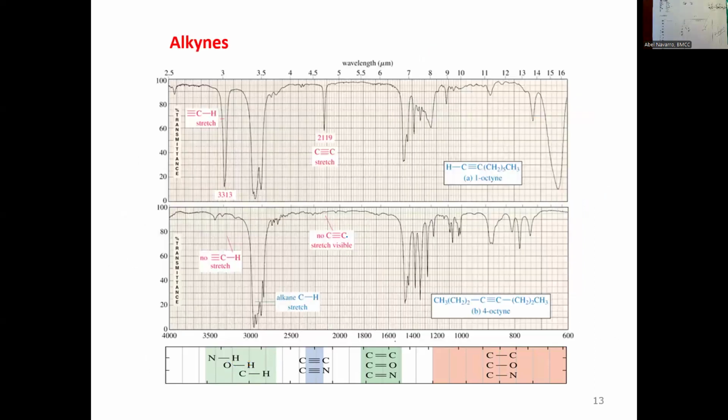Next, here's some other examples, the alkyne. So now you see time for the alkyne. That's exactly the example I was telling you. Here is octyne. Octyne, according to this formula, is a terminal alkyne. Terminal alkynes will have CHSPs. So that's why here you guys see a peak CHSP.